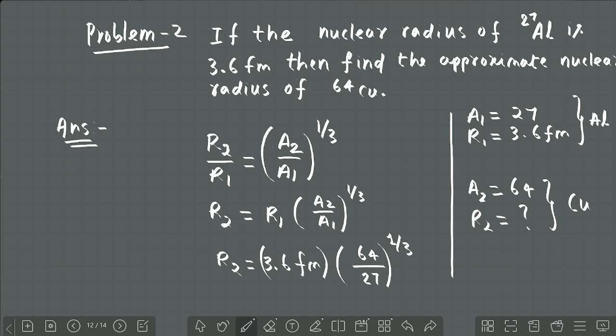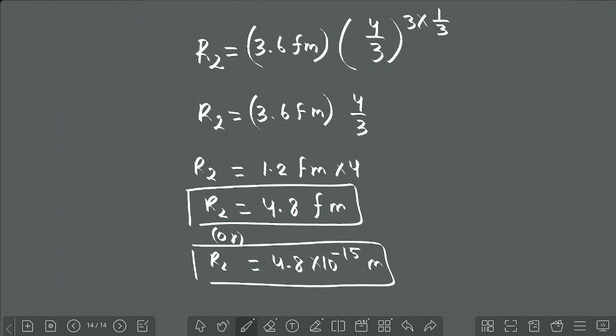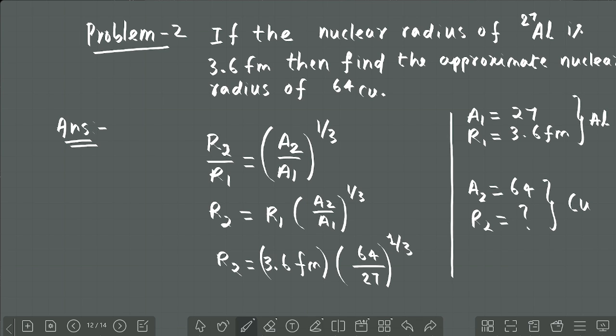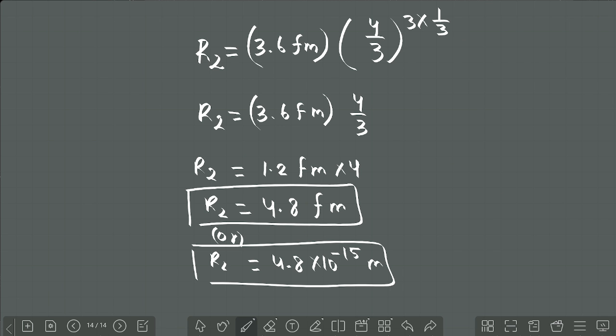Now with the power 1 by 3, the cube and 1 by 3 cancel, and you get R2. So what is your answer? Your answer is coming 4.8 fermi. I hope you understand. Note it down. Next page.